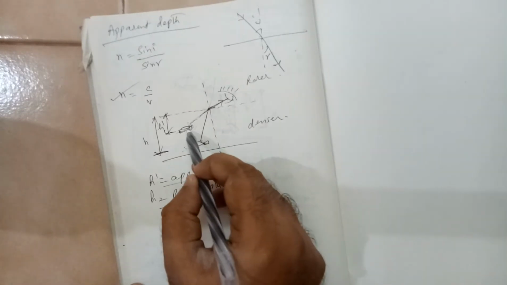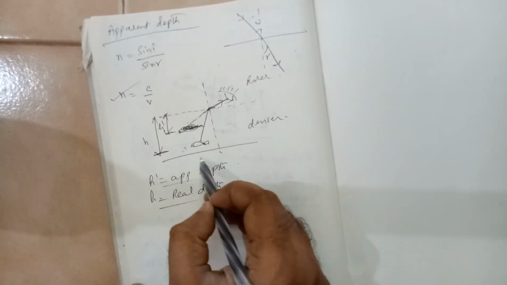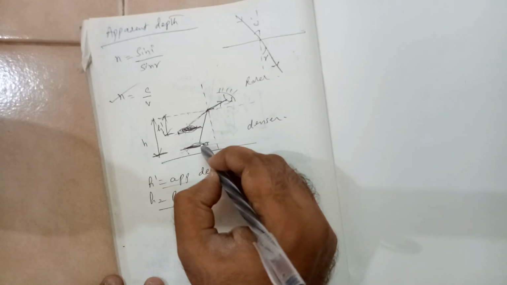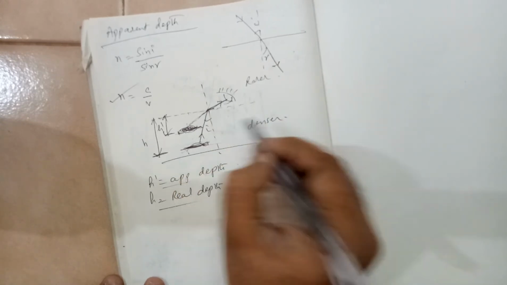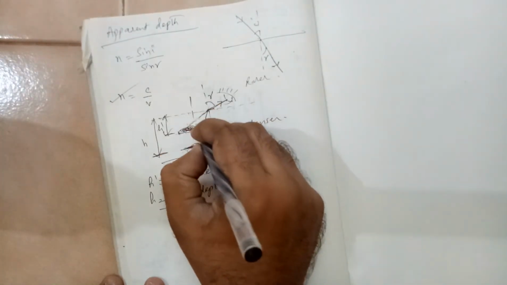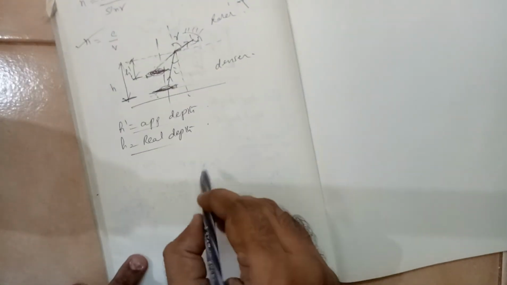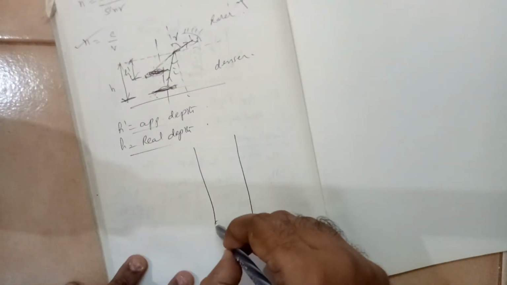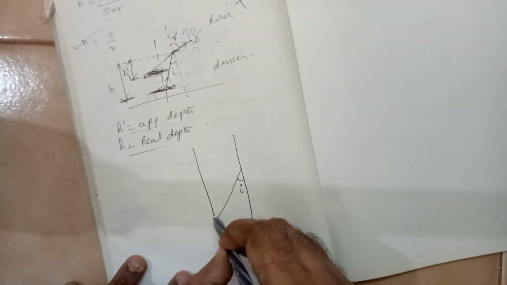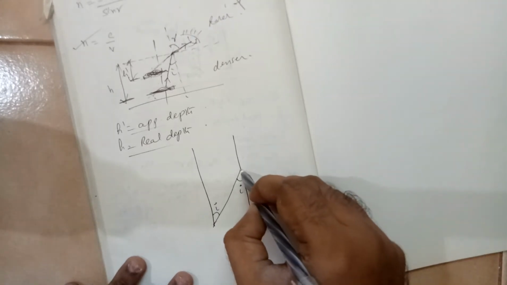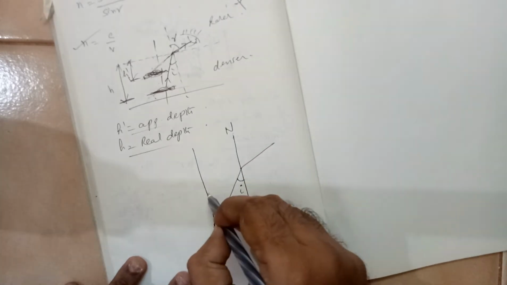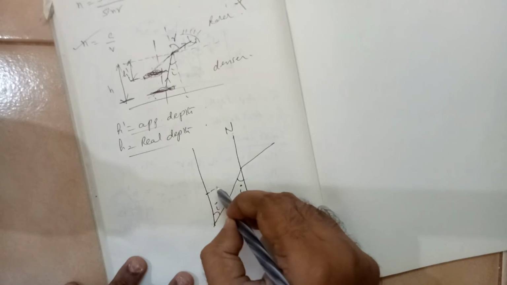The fish will be appearing here. This is the original location of the fish. So let us say now this ray went like this. This is the angle of incidence and this is the angle of refraction. If you draw the enlarged view, it is like this. There was an incident ray like this, so this will be the angle of incidence. After that, this is the normal line. After that the ray went like this. So he will be seeing this fish at this location.